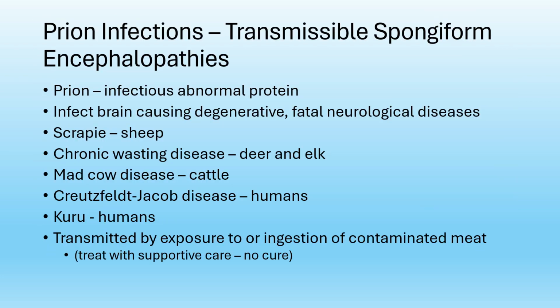Prion infections, transmissible spongiform encephalopathies. Prion is an infectious, abnormal protein. The folding of it is abnormal, and that causes it to become infectious.